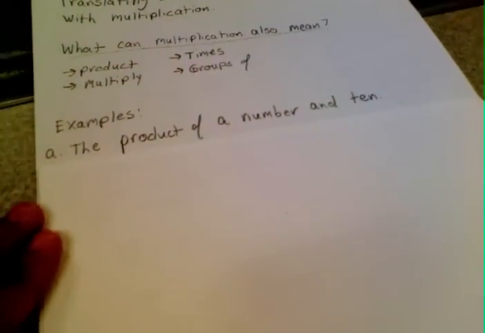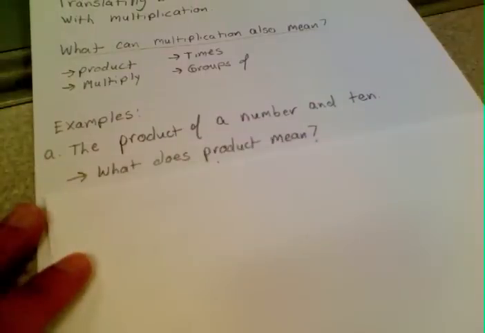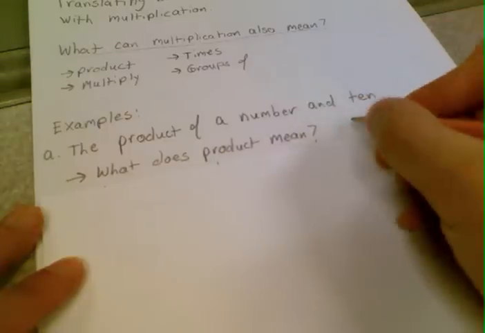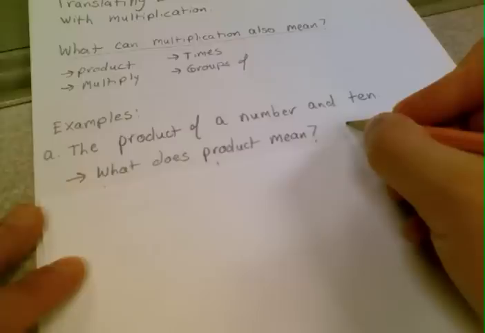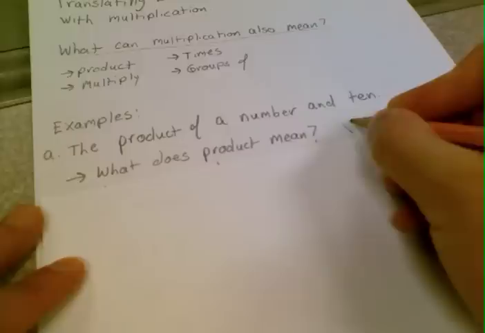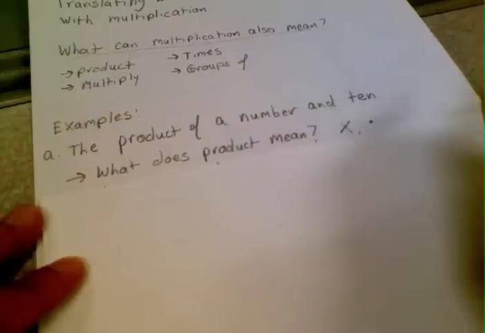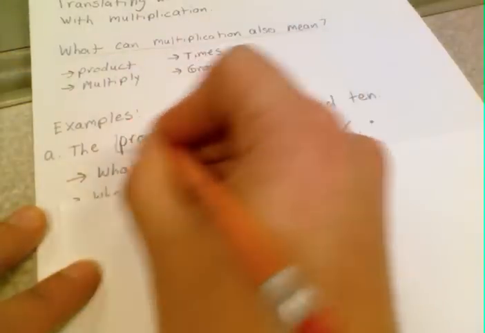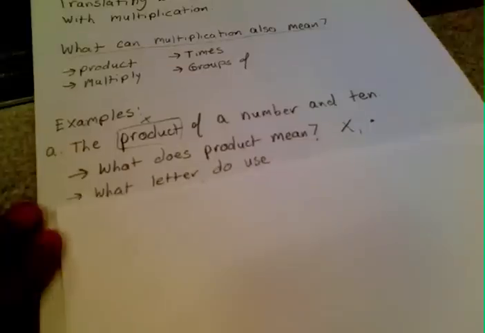Here's an example. The product of a number and 10. First off, tell your partner, what does product mean? Well, if you haven't answered this question yet, please pause this before you move on to what I'm going to tell you here. Product means to multiply. Okay? So you might see a times sign, just all the signs there that mean multiplication. All right? So again, I might put a box around this and know that right above there it means to multiply.